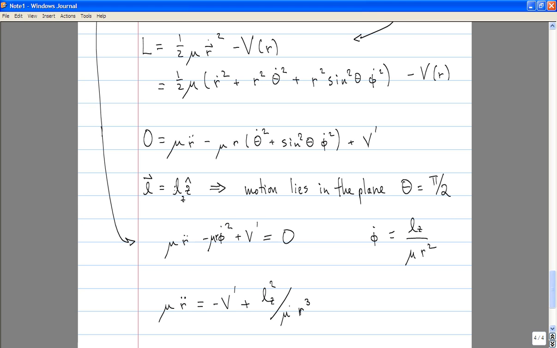Okay. So, I should make a very important point here. You'll notice that the way that I proceeded is I first wrote the action in polar coordinates, then I wrote the equations of motion in polar coordinates, and then I plugged in the constraints on phi and theta. I did not write the action in polar coordinates, plug in the constraints, and then compute the equations of motion. Those are two different things. And one of them is right and the other is wrong.